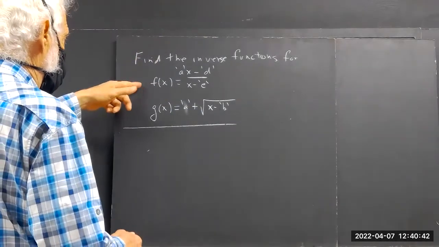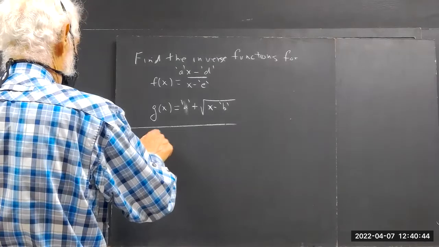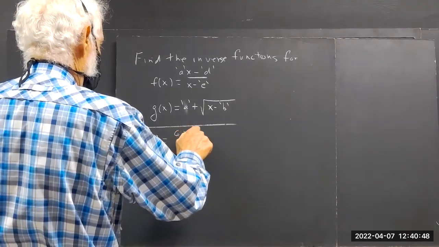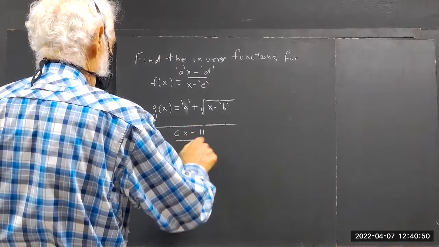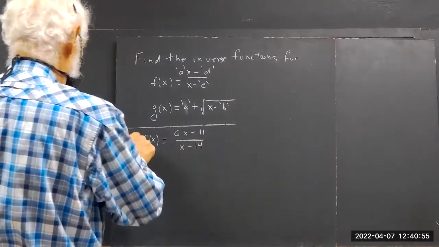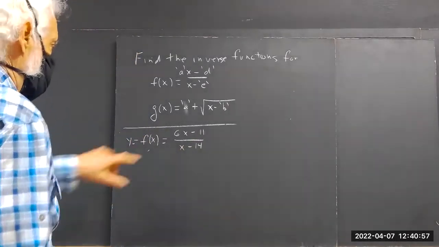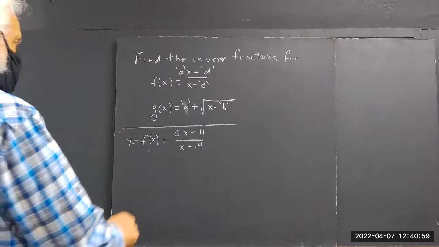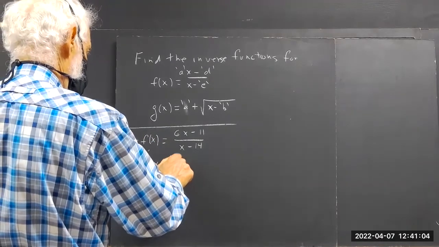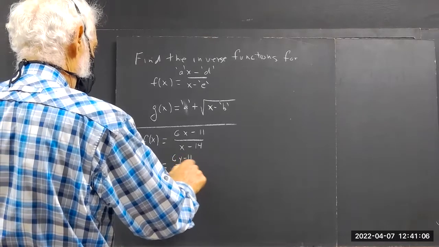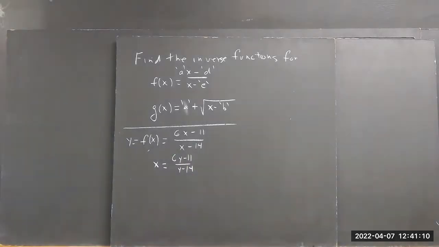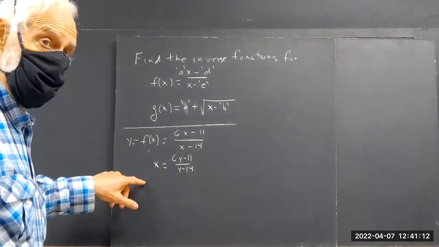If I let this be 6x minus 11 over x minus 14, and if I switch the roles of x and y, I get x equals 6y minus 11 over y minus 14.